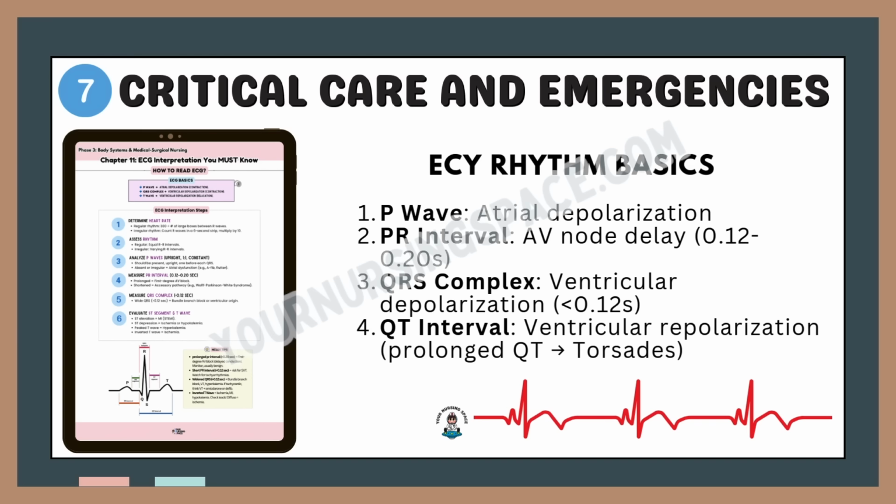Here's an NCLEX tip. Count those boxes. One small box is 0.04 seconds. One big box is 0.20 seconds. Imagine a question asking, PR is 0.28 seconds. What's the rhythm? You'd spot that delay instantly.